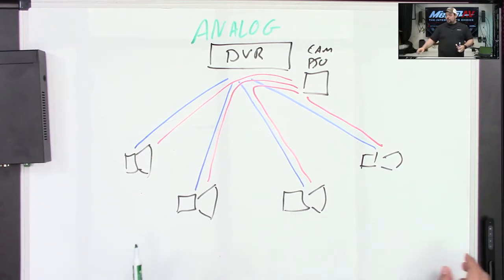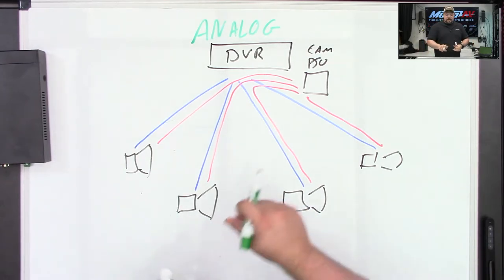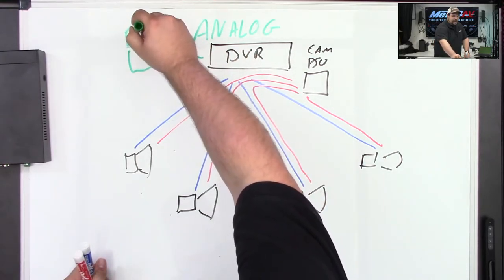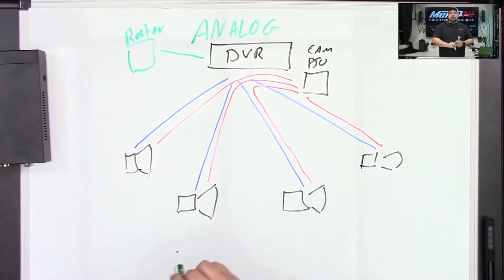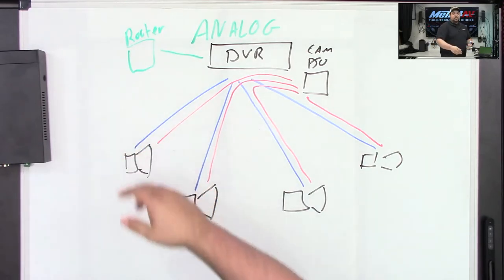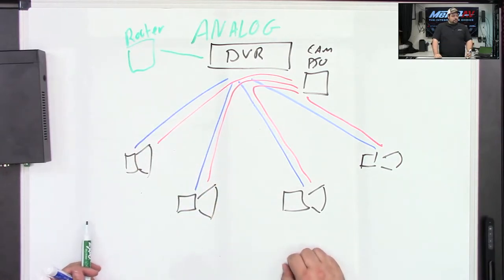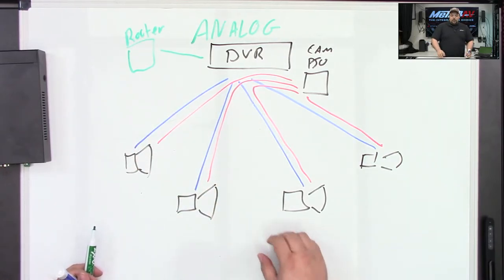So for instance, if you wanna watch the cameras remotely, you can have a LAN connection out to a router of some kind. And then that'll give you the ability to view the cameras either through an app on the phone or through a web browser or something else, because that's going to be our network connection. So that's essentially what an analog camera system looks like.